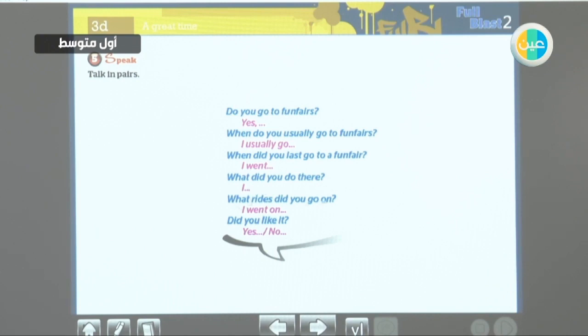What rides did you go on? Give me the name of the ride. Did you go? Did and go. So we use the past of go in the answer. I went on, for example, the Ferris wheel, or bumper cars, roller coaster, or water slides.